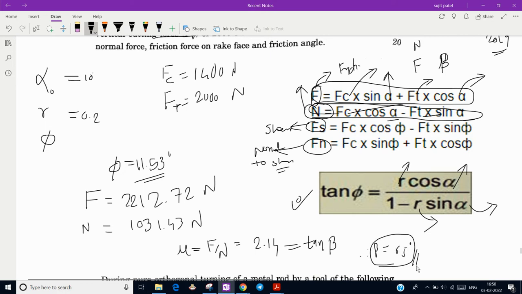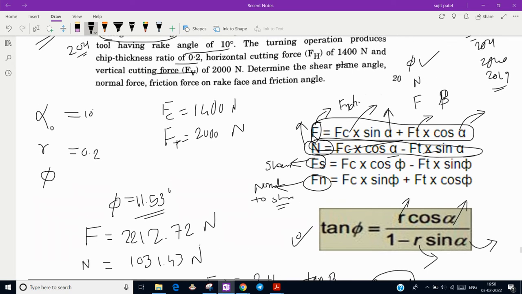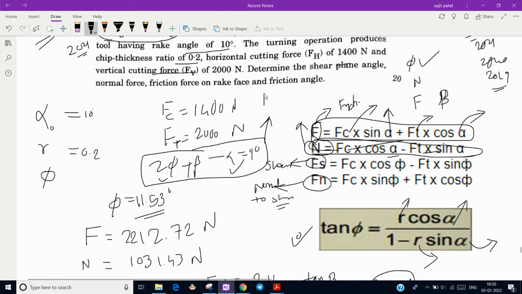So when the friction angle is greater than 45 degree, then you can consider that the vertical force is more than the horizontal force. Now you might have a question: why have we not used the equation 2 times phi plus beta minus alpha is equal to 90 degree? Because we have the alpha value and phi value, and that equation we can only use when it is written that there is minimum energy consumption. If this condition is given, then and only then we can use it.